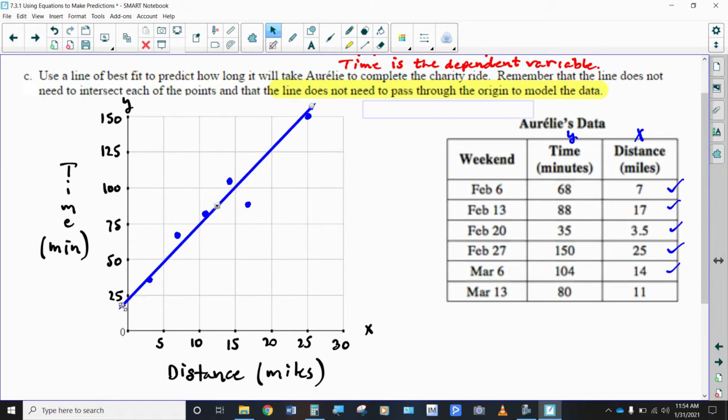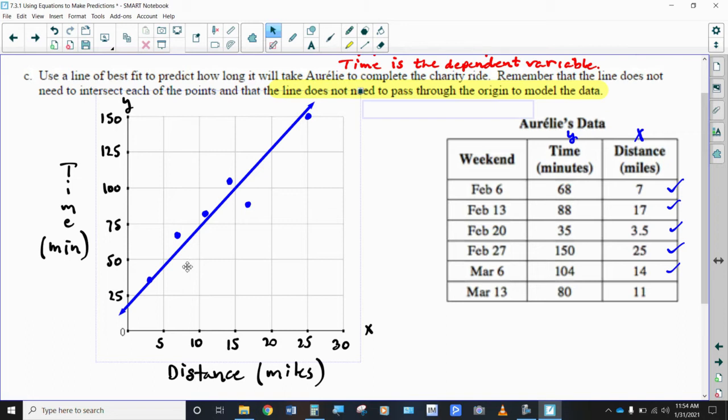We want to try and get the number of points above it and below it to be about the same. I got 1, 2, 3 above it, 1, 2, 3 below it. Now this guy is a little bit lower than this guy is high, but still, I think that's a pretty decent line of best fit. Or maybe I'll try and even this out a little bit. Maybe something along those lines. I don't know. It's not easy to get it perfect.